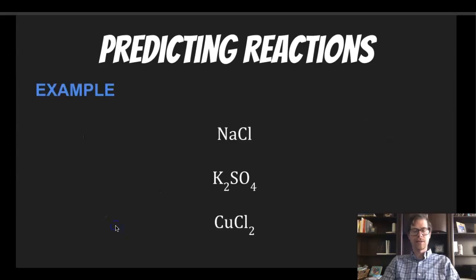So here are some examples of ionic compounds doing that. These are all ionic compounds: NaCl, sodium chloride, K2SO4, potassium sulfate, and CuCl2, that's copper 2 chloride. And so we hopefully can recognize that they are made up of individual ions. So this is a sodium ion and a chlorine ion, a potassium ion, or two of them really, and one sulfate ion, a copper ion and two chlorine ions.